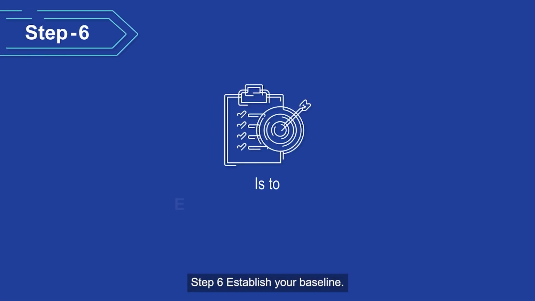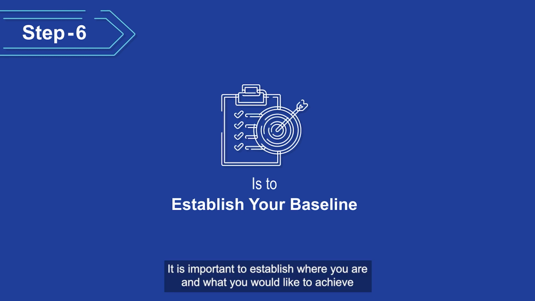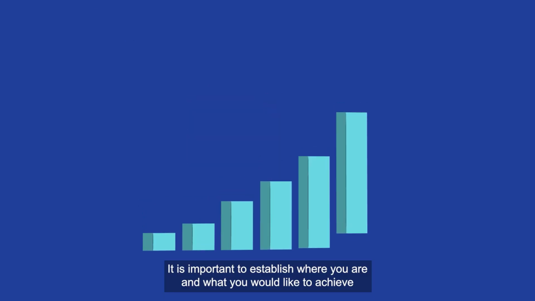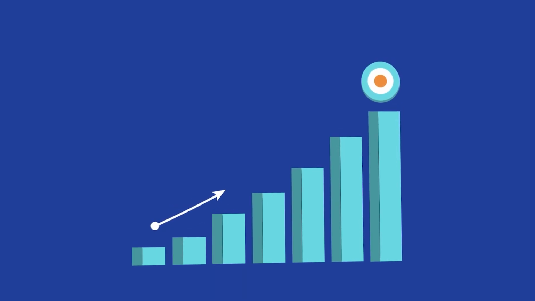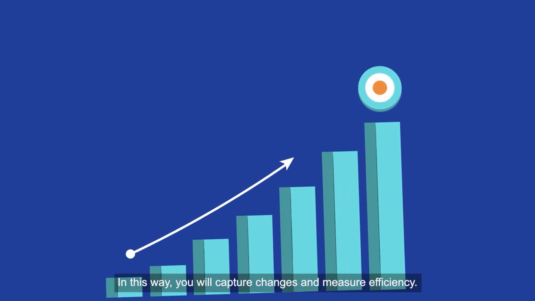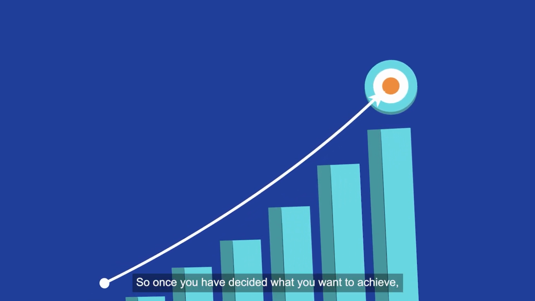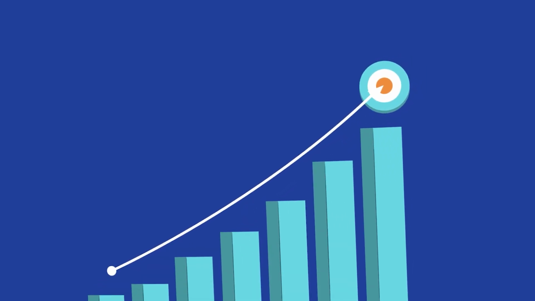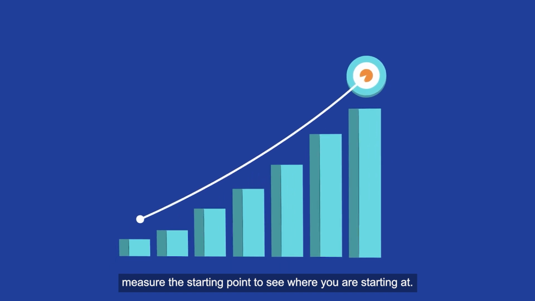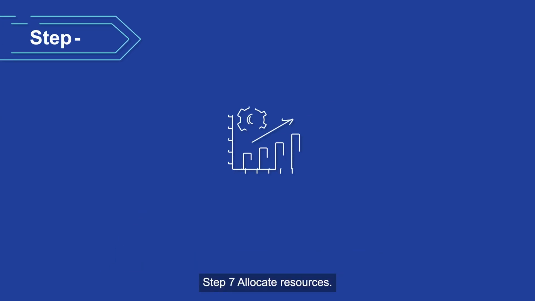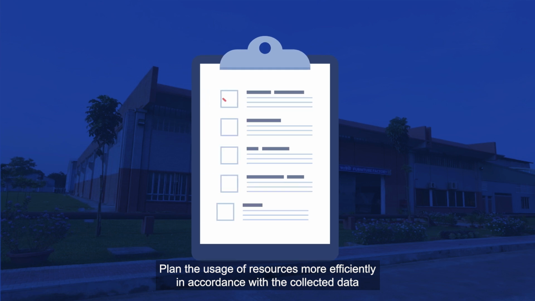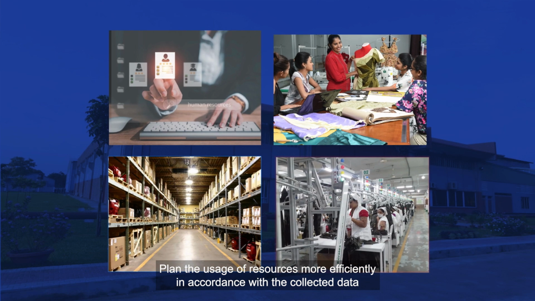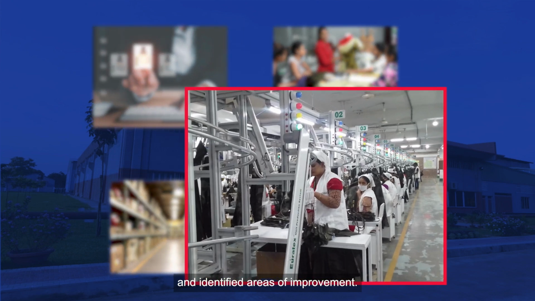Step 6. Establish your baseline. It is important to establish where you are and what you would like to achieve prior to engaging in any improvement process. In this way, you will capture changes and measure efficiency. So once you have decided what you want to achieve, measure the starting point to see where you are starting at. Step 7. Allocate resources. Plan the usage of resources more efficiently in accordance with the collected data and identified areas of improvement.